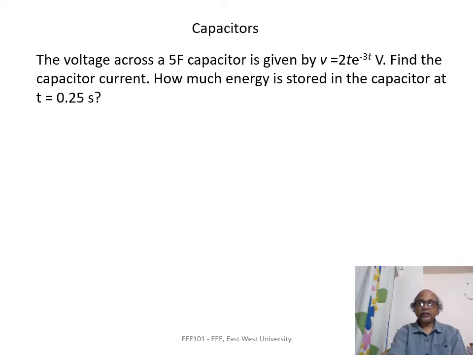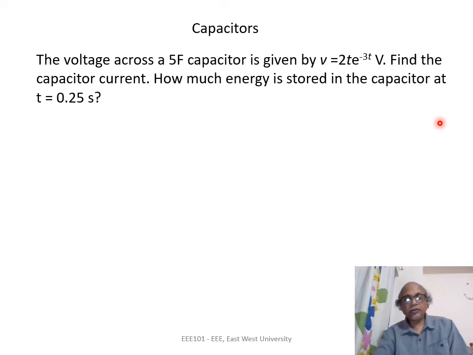Now let's look at a simple problem. We have a 5 farad capacitance whose voltage is given by this equation. We want to determine the capacitance current. We also want to find out the energy which is stored in the capacitor at 0.25 seconds.